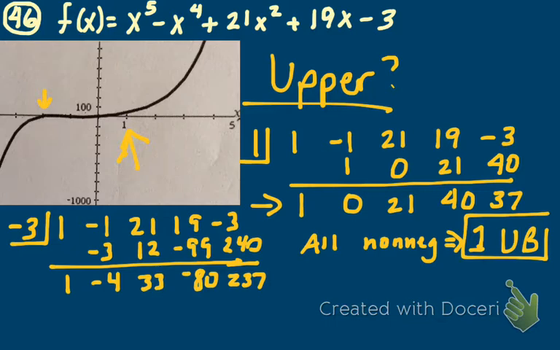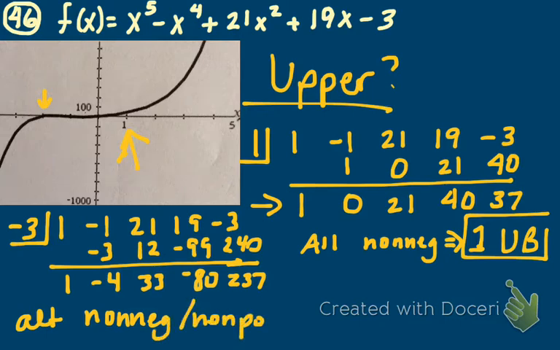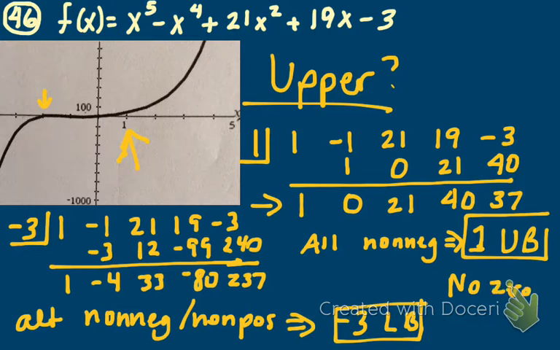And remember, the lower bound test says that if you alternate non-negative, non-negative and non-positive, it's a lower bound. Well, let's look. 1 is non-negative, -4 is non-positive, 33 is non-negative, -80 is non-positive, and 237 is non-negative. So we just determined that -3 is a lower bound. So that tells you there are no other zeros. So we could say no zeros outside the window.